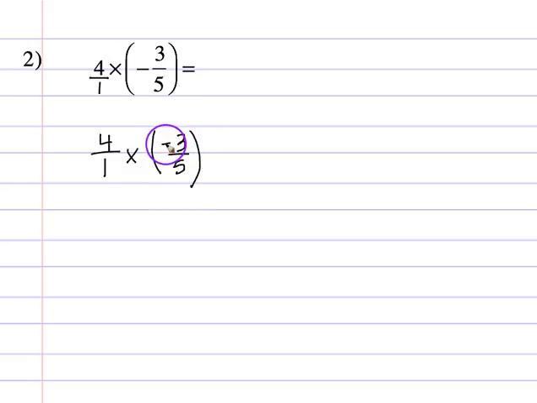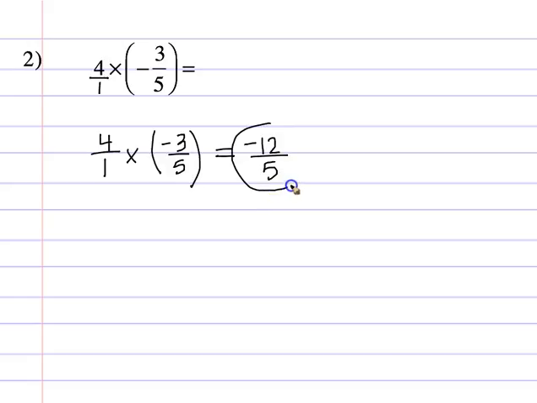Notice I purposely drew the negative sign in the numerator because here the negative sign can be drawn in either the numerator or the denominator. It doesn't really matter as long as you don't write it for both the numerator and denominator. So now I'm going to check, do 4 and 5 have anything in common? No. Do 1 and 3 have anything in common? No. So in a case like this where you can't cross cancel, all you're going to have to do is multiply across. So 4 times negative 3 is negative 12. And 1 times 5 is 5.